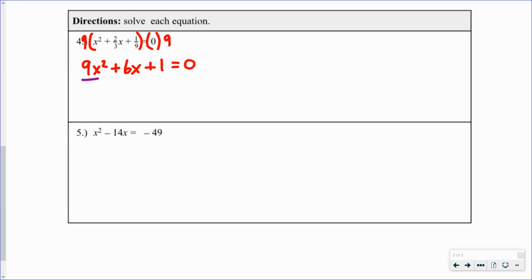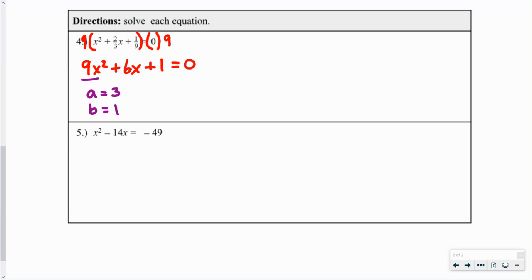So the first term, is that a perfect square? Is 9x squared a perfect square? It is. If you take the square root of 9, you get 3. Take the square root of x squared, you get x. So a in this case is 3. The constant term, is that a perfect square? Is the square root of 1 a perfect square? Yeah, that equals 1. So in this case, b equals 1.